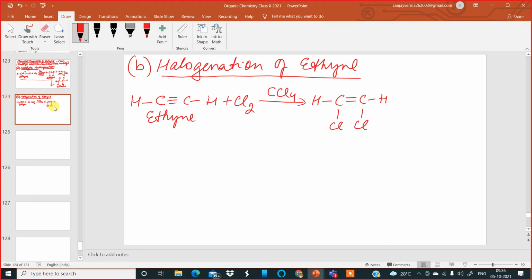So this can proceed further. If I continue to add chlorine in the presence of an organic solvent, that is carbon tetrachloride, this double bond will break down into a single bond, and that's how we get hydrogen, carbon, single bond, carbon, hydrogen, and altogether four chlorine atoms on the two carbon atoms. This one is called 1,1,2,2-tetrachloroethane. Tetra means the total number of chlorine atoms is 4. That's why it is called tetra.